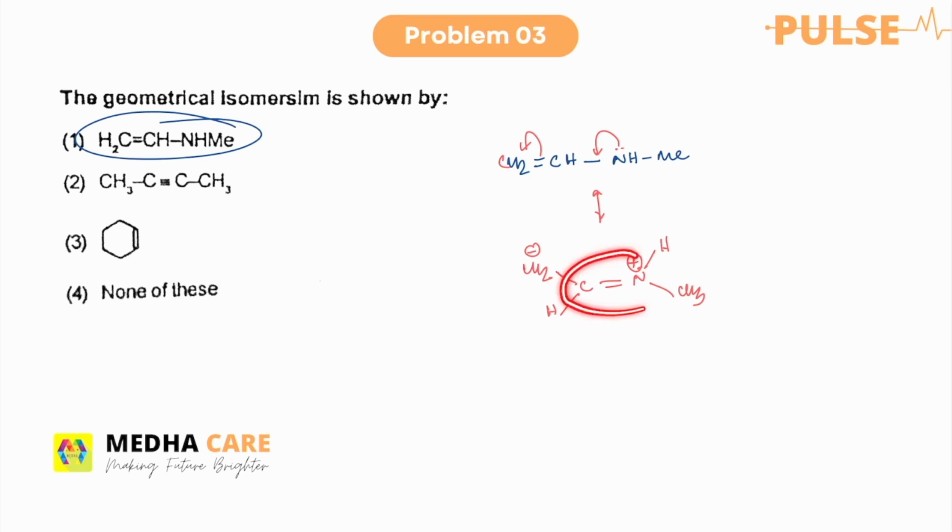So here we have a restricted double bond, that's C double bond N, and each atom of the double bond has two different groups individually. Here hydrogen, here CH3, here CH2 negative, and here H. So two different groups individually we have. That means the answer in this case is 1, that will show geometrical isomerism. Okay.